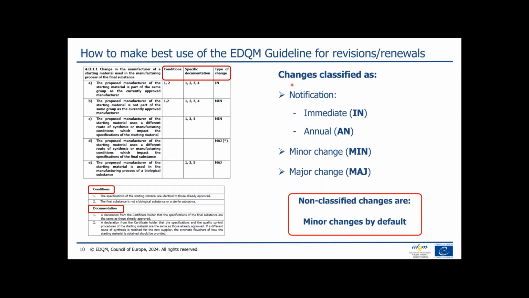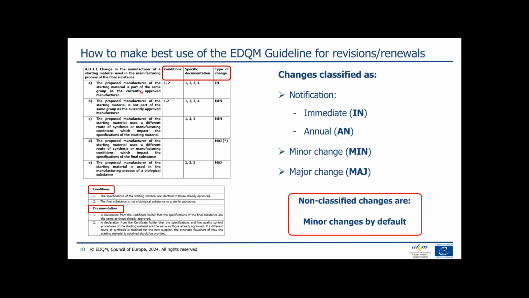So for type of the change, the changes are classified as immediate or annual notifications, minor and major changes, and any change that you cannot classify, that does not fit in any of the changes described in the guideline, you can submit to EDQM as minor change by default.